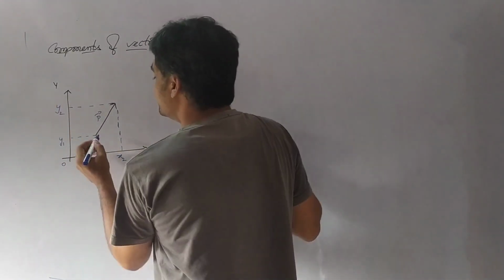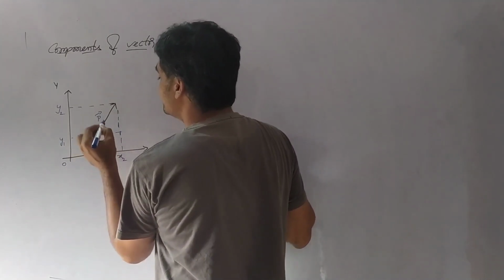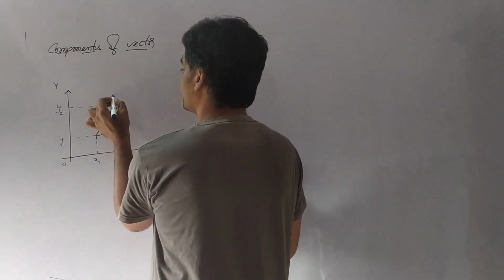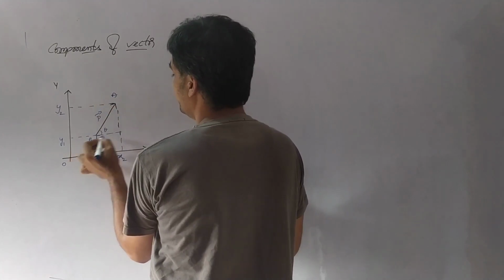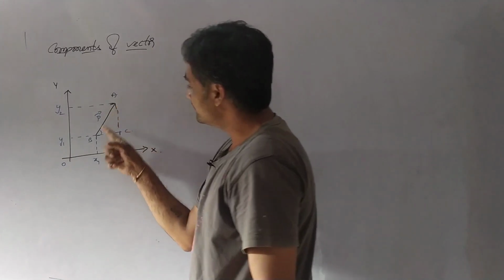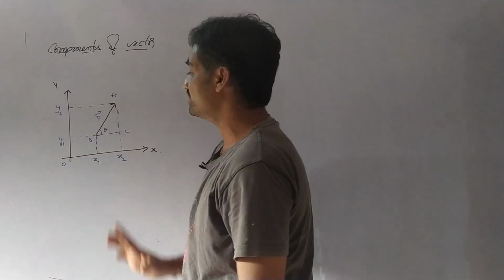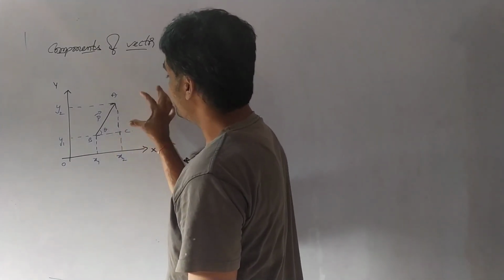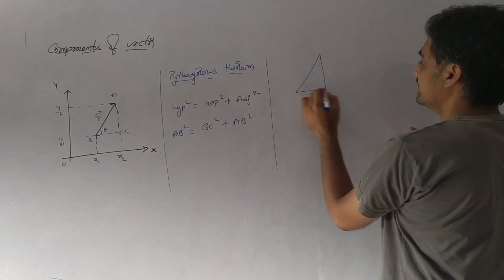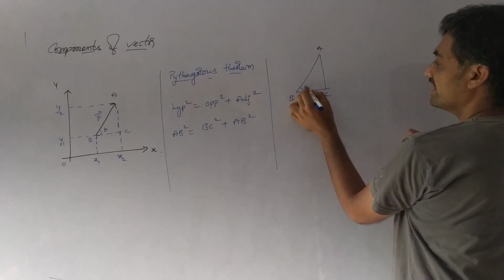Observe that this vector makes an angle of theta with respect to the horizontal. Now let us represent the vertices of this triangle as A, B and C. Observe that we have a right angle triangle ABC with an angle of theta with respect to the horizontal.